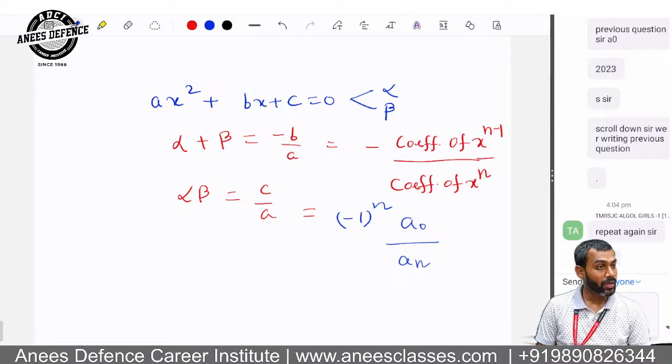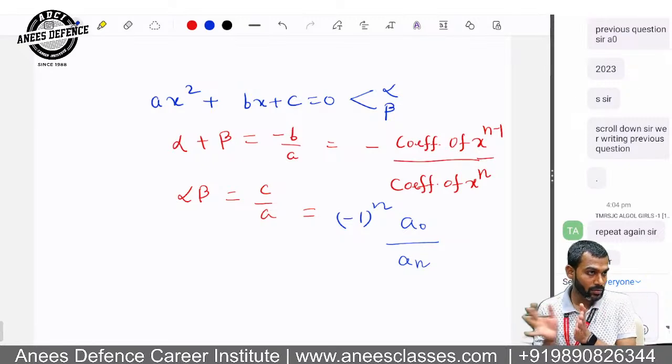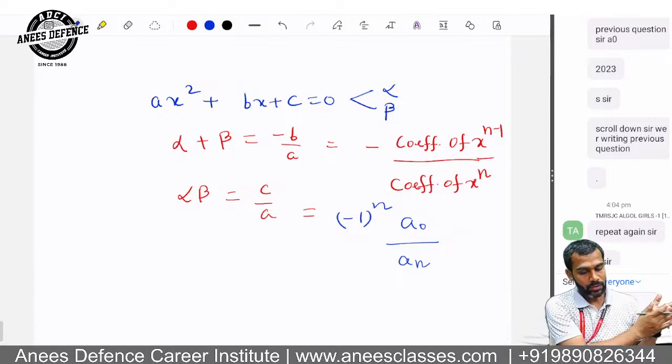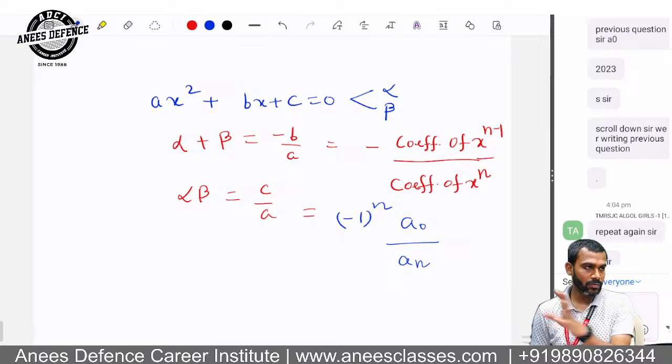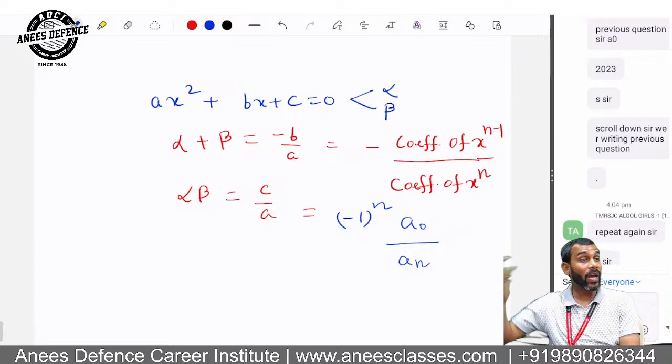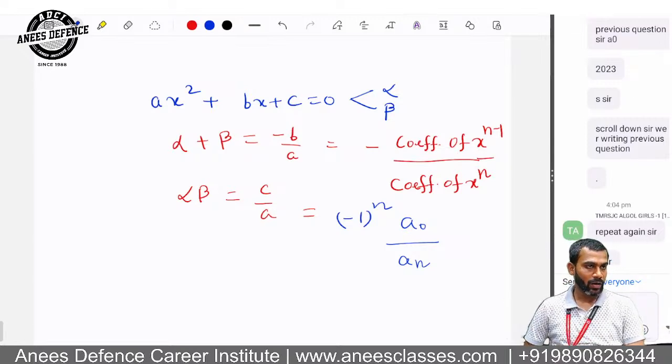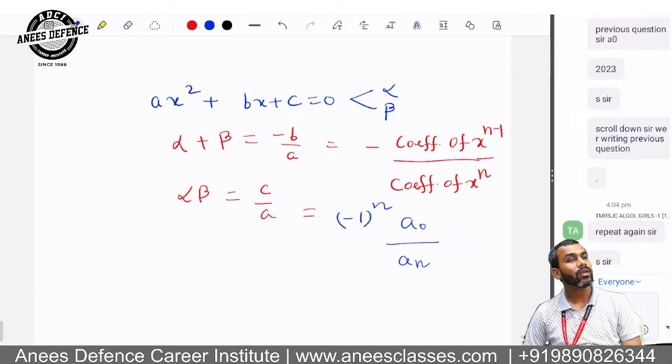Why minus 1 raised to n? If it is cubic, then you have to write minus d by a. The signs alternate: plus, minus, plus, minus. So for quadratic, the product would be c by a. For cubic, the product would be minus d by a. For biquadratic, again plus e by a. And for degree 5, minus f by a. Yes or no? I hope it is clear.